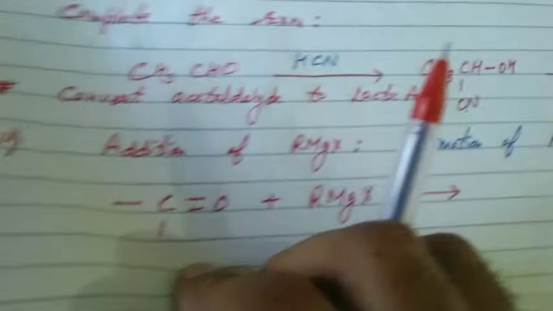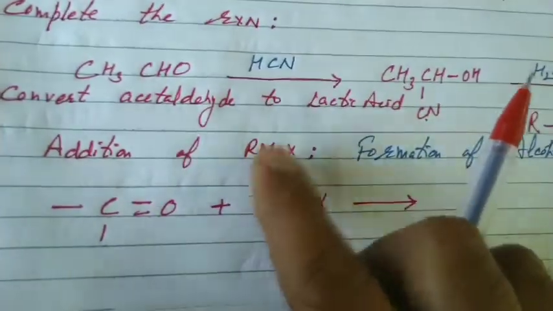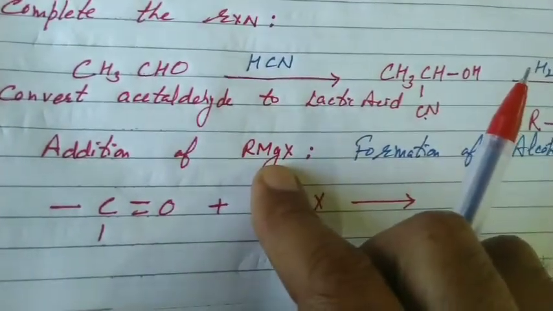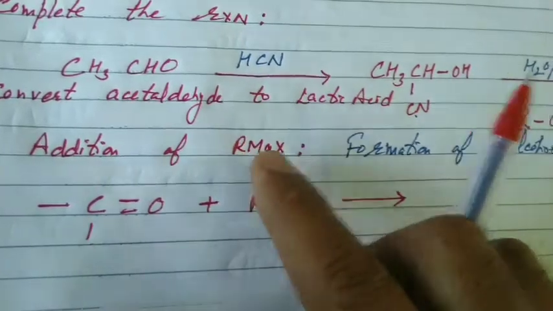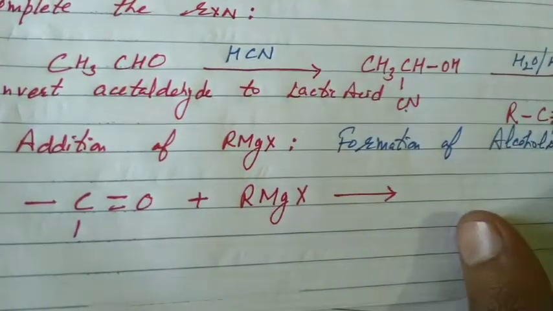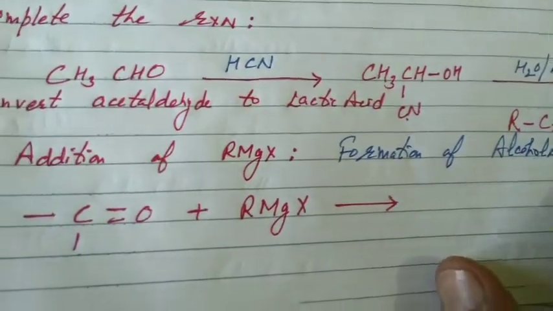After this, second, addition of RMgX. RMgX, that is Grignard's reagent. When we treat a carbonyl compound with Grignard's reagent, students, formation of alcohol takes place. Please try to understand this reaction.